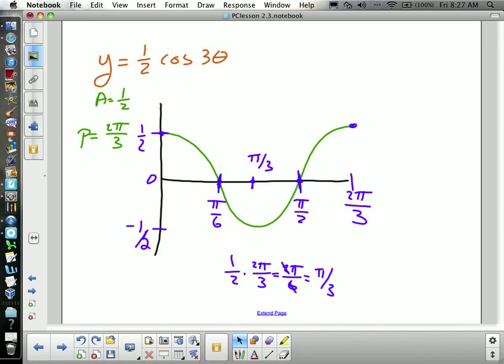Stick with it. Once we learn this technique, we're just going to keep repeating it, repeating it, repeating it.